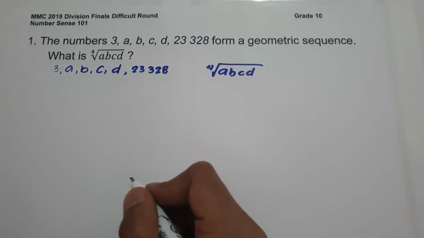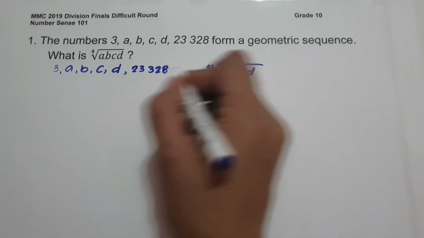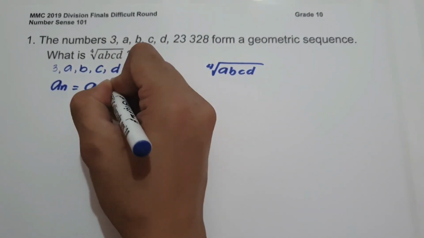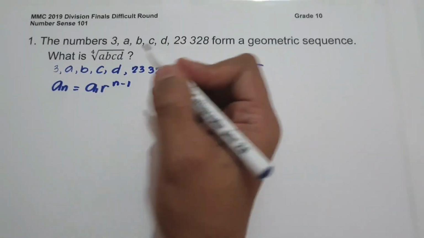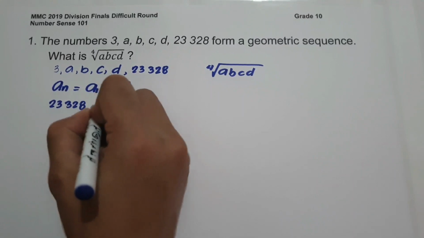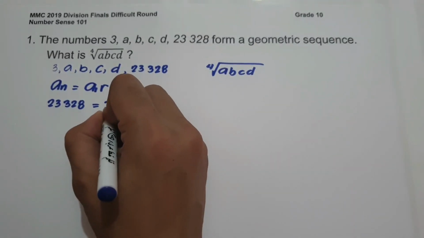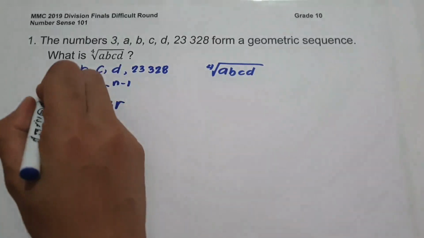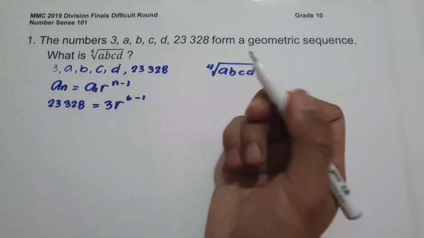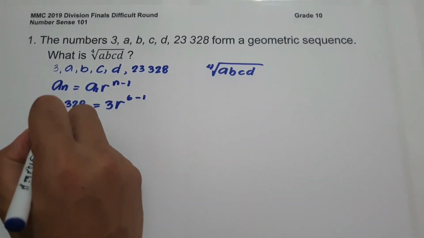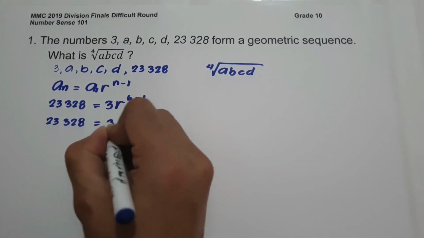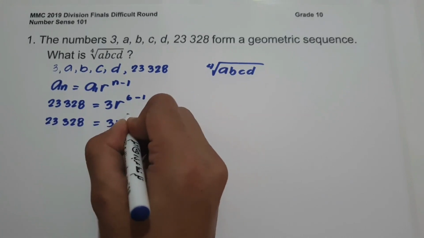So the first thing that we're going to do is to write the formula for a geometric sequence. And that is a sub n equals a sub 1 times the common ratio raised to n minus 1. So the last term, that is 23,328, equals a sub 1, that is 3, and then r raised to n, that is 1, 2, 3, 4, 5, 6. So we have 6 minus 1. So let us rewrite: 23,328 equals 3 times r raised to 6 minus 1, which is 5.